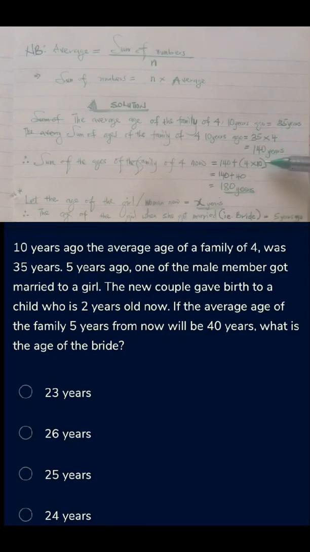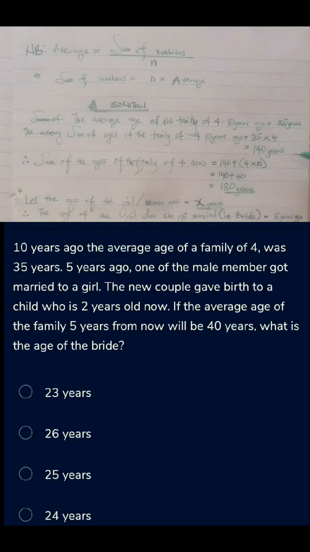To understand this, please let me give you an example. Supposing 2 years ago you were 3 years old. Now, what do you think you will be? What will be your age now? Definitely it will be 3 plus 2. If 2 years ago you were 3, now you will be 3 plus 2, which is 5 years.